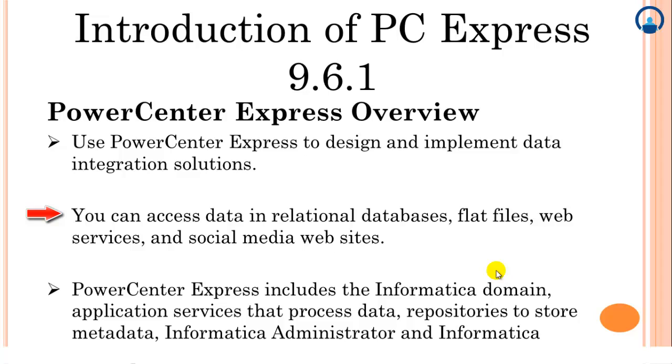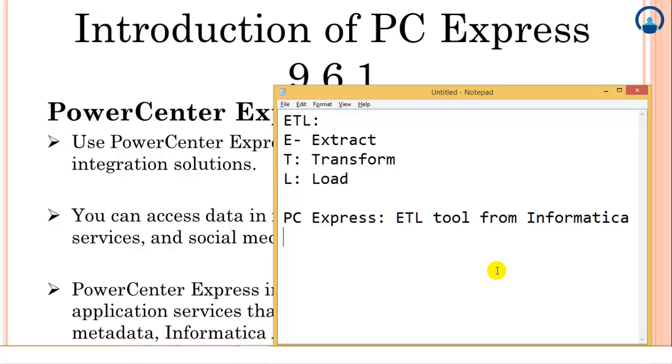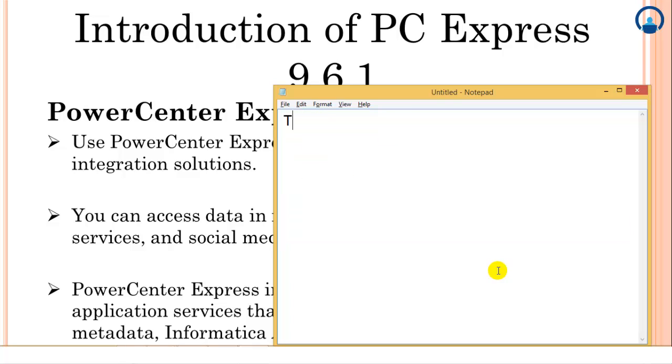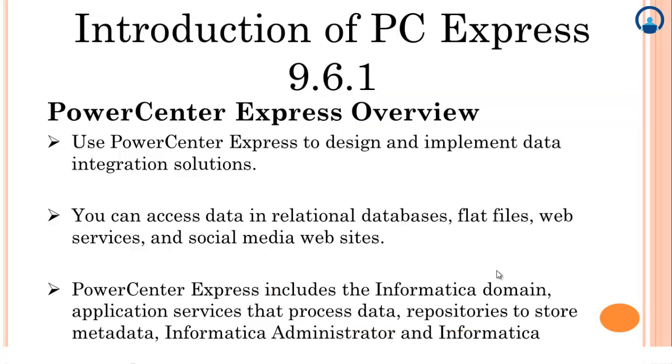In Informatica 9.6.1, we can access the data from relational databases, flat files, and web services, and the important thing is that in this version we can extract data from social media websites also, such as Twitter and LinkedIn. So all these are social media websites. From there we can extract the data and load the data using PC Express 9.6.1.